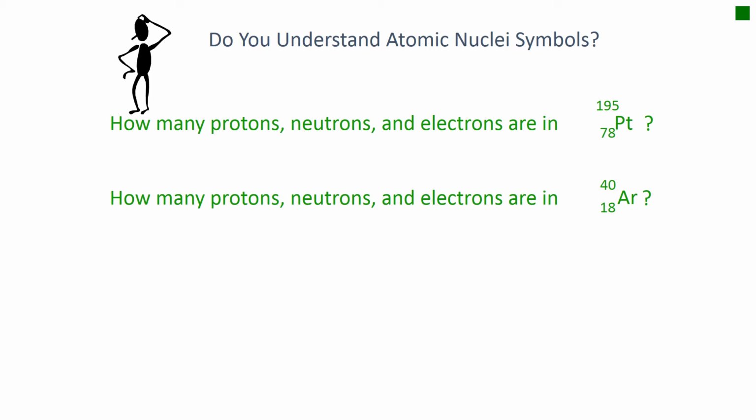We're experimenting. Okay, so for platinum, we know that the atomic number is equal to the number of protons. So our protons will be 78. I'm going to go ahead and write the electrons now because we automatically know that there are 78 of those electrons. And now I have to figure out how many neutrons there are. I can go over here and subtract and get 117.